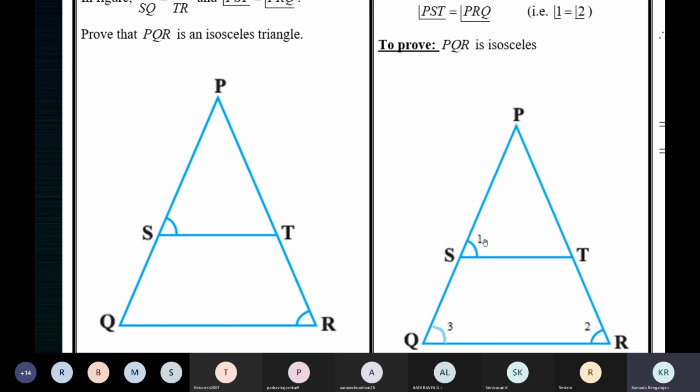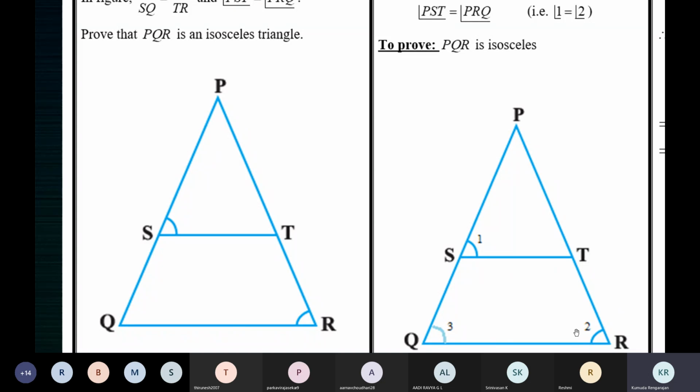See, in this figure it is given that angle 1 is equal to angle 2. You need to prove that PQR is an isosceles triangle. That means you must prove that PQ is equal to PR.